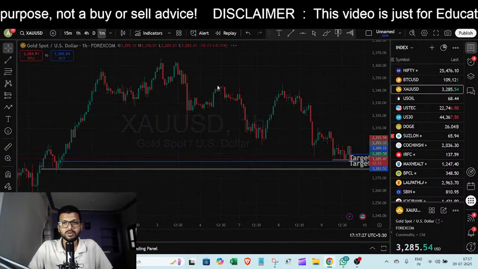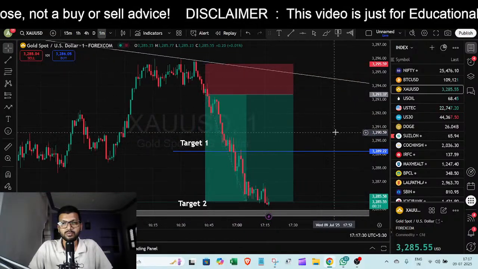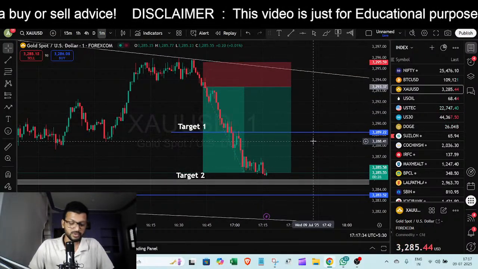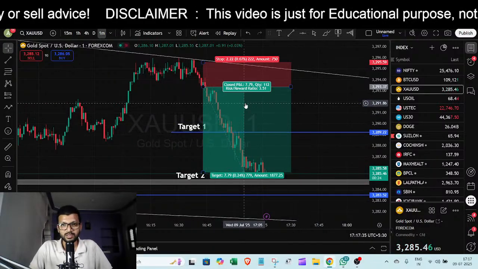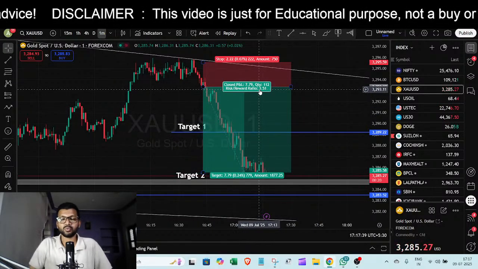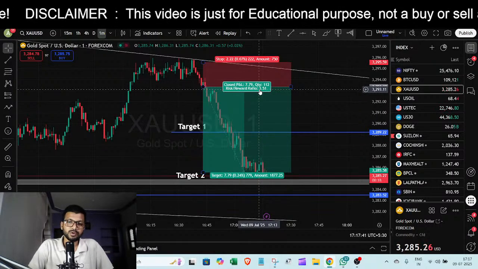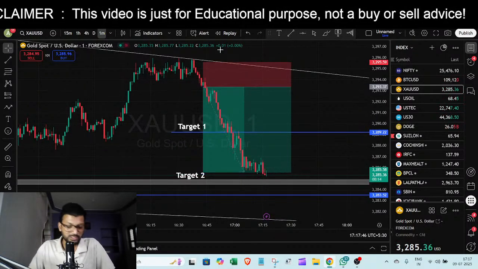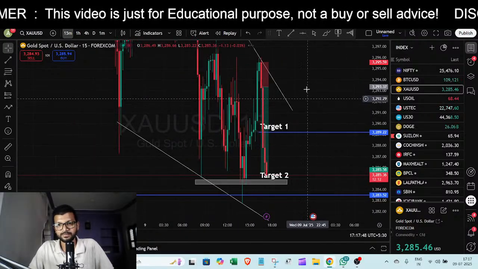And if you look at gold, almost our target is done. This trade was 1:3.5, which means if you are risking 1, your profit must be 3.5. And the logic behind this trade, once again I will explain.